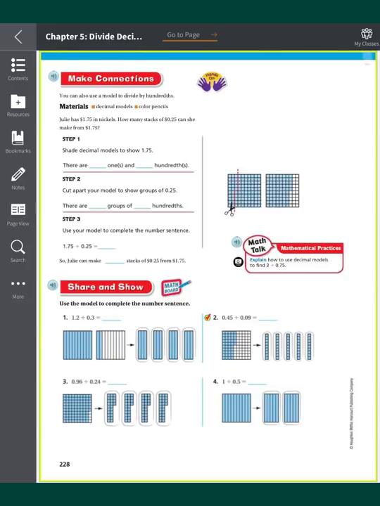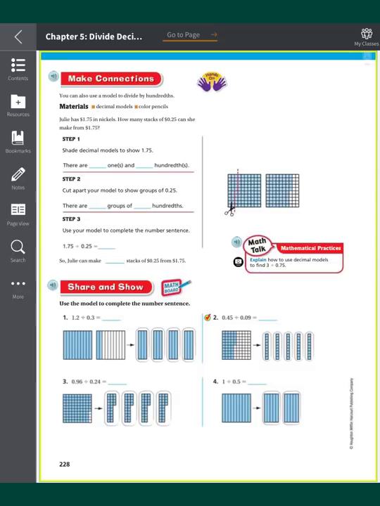All right, now we're going to also show how you can use a model to divide by hundredths. So we're going to use our decimal models and colored pencils if you want to. Julie has $1.75 in nickels. How many stacks of 25 cents can she make from 175?